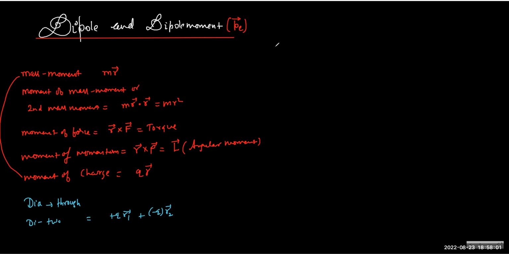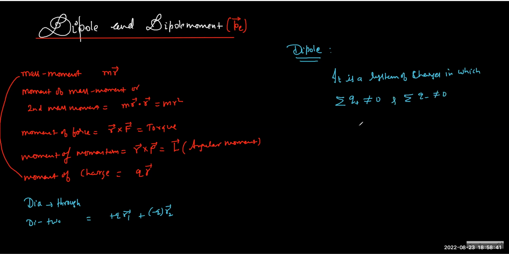So the whole idea is, what is dipole? If someone asks you, what is dipole? So we say that it is a system of charges in which the summation of all plus charges is non-zero, the summation of all minus charges is non-zero, but the summation of all charges is zero. So we have some positive, we have some negative, but individually they are not zero. But if you add plus and minus, the net is zero. So any system of charge in which the individual charges are not zero, but the net is zero, such a system is called a dipole. That is the whole idea.